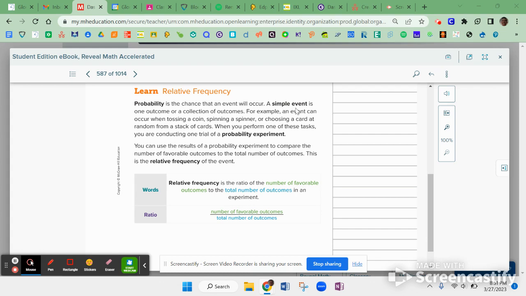Probability is the chance that an event will occur. A simple event is one outcome or a collection of outcomes. For example, an event can occur when tossing a coin, spinning a spinner, or choosing a card at random from a stack of cards. When you perform one of these tasks, you are conducting one trial of a probability experiment. A simple event would be like getting a heads when you're flipping a coin, or rolling a 2 when you roll a die. That's what a simple event is.